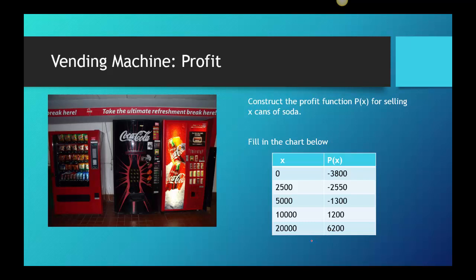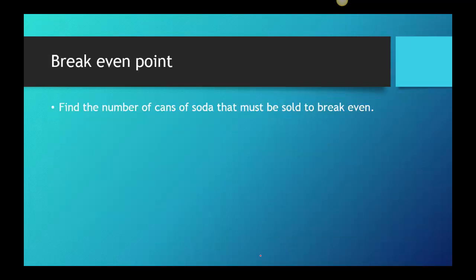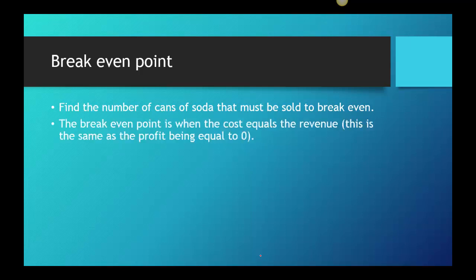So that's a good news, bad news. Good news, yes, you can make money, but bad news is, wow, it's going to take a while, unless this is in a place that sells a lot of cans, and you better be there to restock it all the time. So let's talk about when I am going to break even. How many cans of soda do you have to sell before you at least hit 0? The 0 is that break-even point. I want to know, when does the cost equal the revenue? This is the same as the profit being equal to 0.